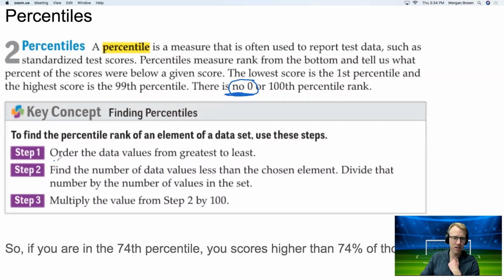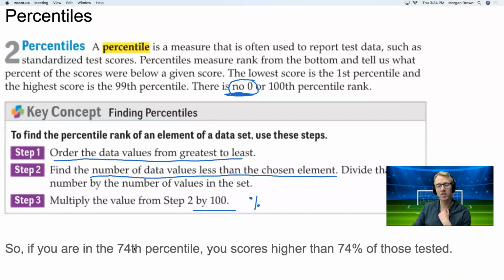So how do you do it? Put the data in order, count up how many values were less than whichever one you are looking at, and then divide that by how many numbers there are overall, and then convert it to a percent. This last step, multiply it by 100, that's just converting it from a decimal to a percent. So as an example, my video camera is in the way a little bit, guys. Sorry about that. There we go.